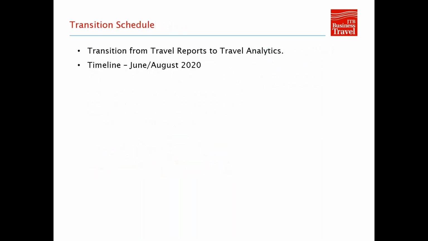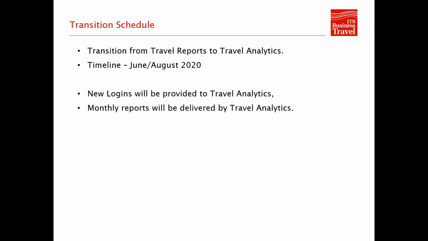From a transition schedule perspective, we're in the transition mode right now of moving all of you from the reporting product or travel reports to travel analytics, and the timeline is well underway. So over the course of the next 30, 60 days, you will see this transition actually occur and conclude by the end of August. And as part of that, you'll all be given new logins to access the Travel Analytics portal. And of course, your monthly reports will now be delivered by Travel Analytics versus the previous solution that you are getting those reports from today.